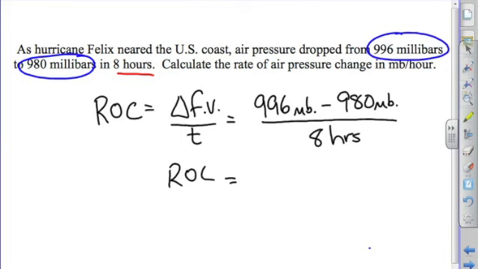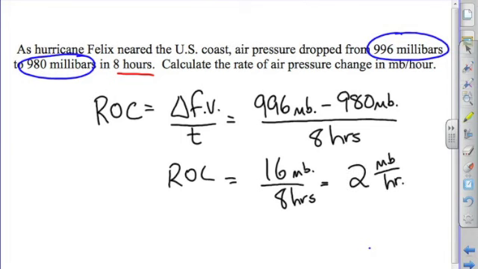ROC equals, plugging my numbers in, 996 minus 980 equals 16 millibars, divided by 8 hours gives me a rate of change of 2 millibars per hour. Again, if asked to round that to the nearest tenth, the answer would actually be 2.0 millibars per hour.